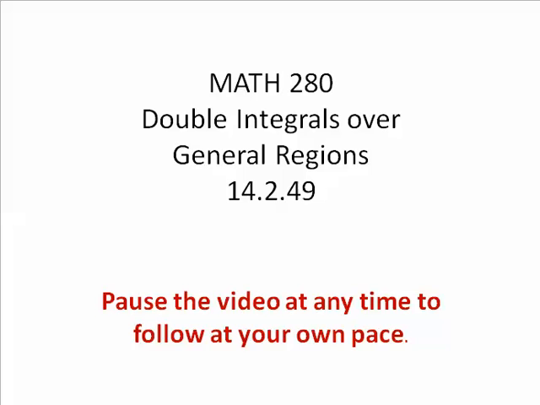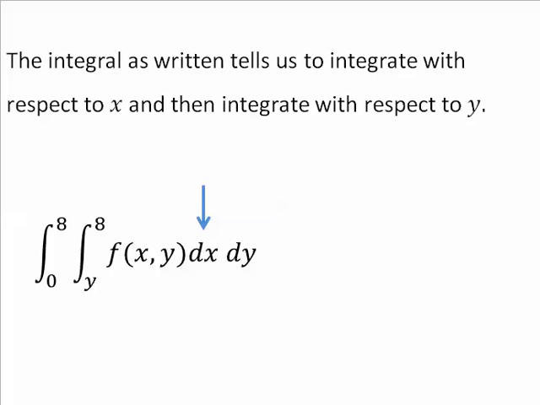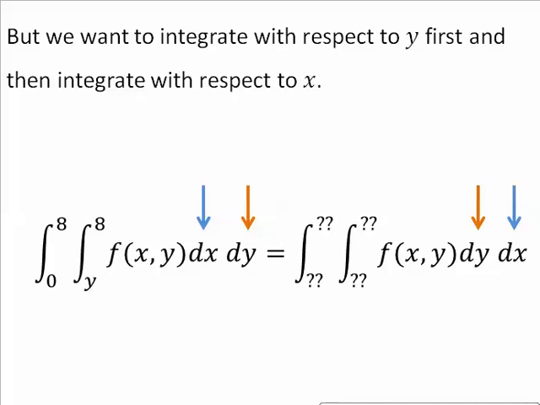Double integrals over general regions. For the following integral, reverse the order of integration and evaluate the integral. The integral as written tells us to integrate with respect to x and then integrate with respect to y. But we want to integrate with respect to y first, and then integrate with respect to x.